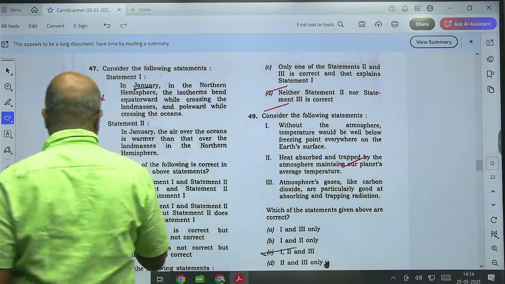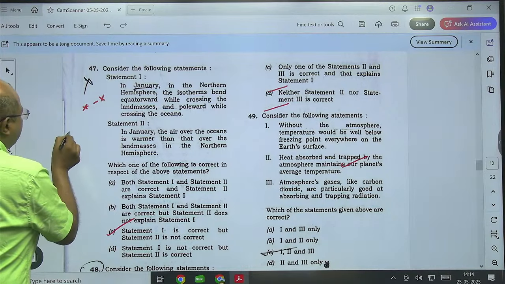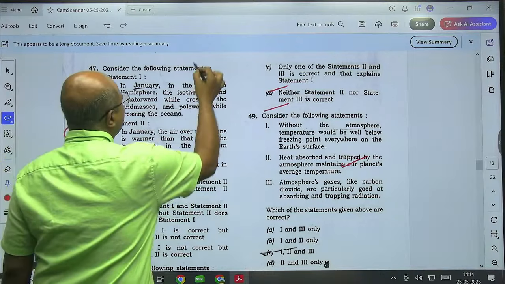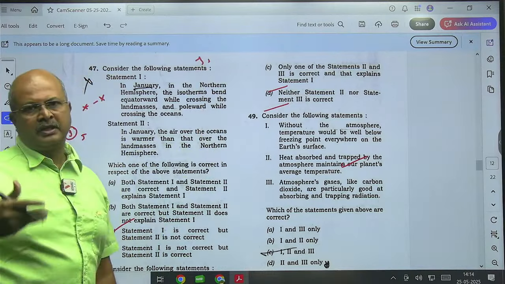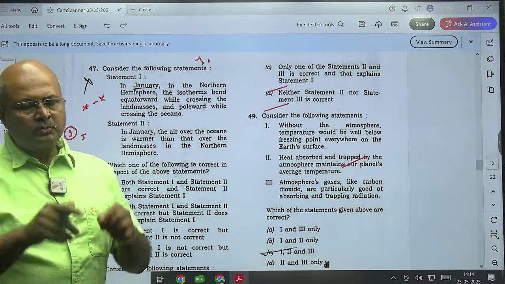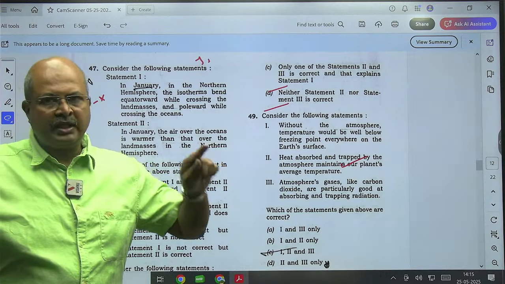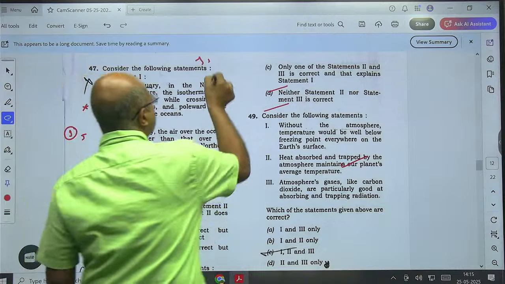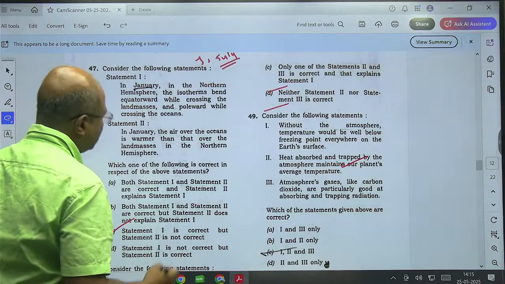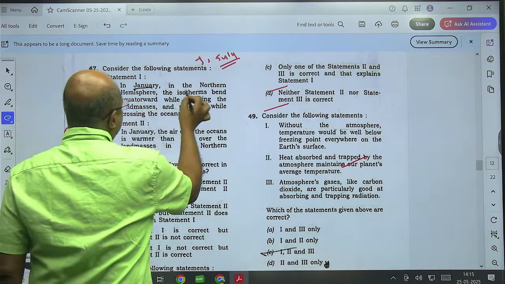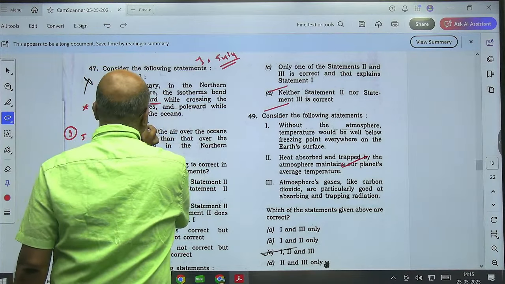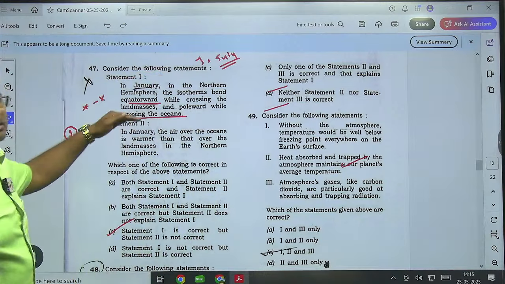Now the moment you talk about this, you should remember that regarding isotherms, two months are taken. One is January, which is after the winter solstice, and one is July, after the summer solstice, where the lag is maximum. So in the month of January, in the northern hemisphere, the isotherms bend equatorwards while crossing the land masses and poleward while moving towards the ocean. So this is the correct one.